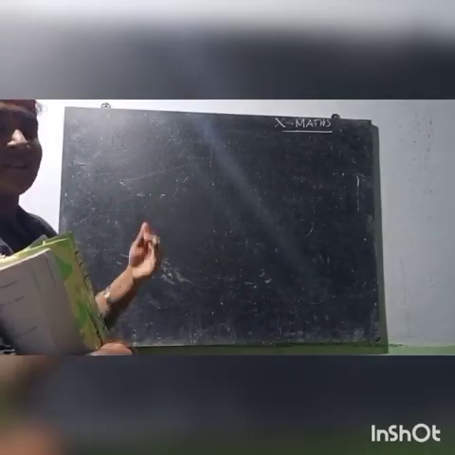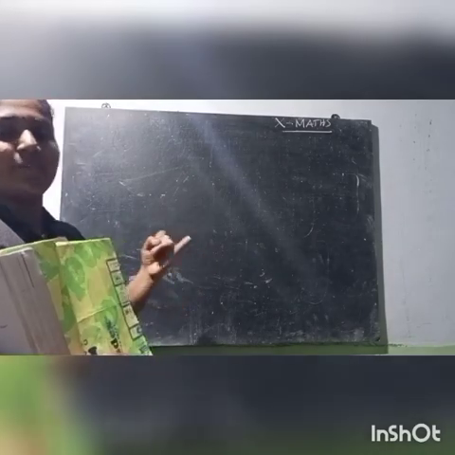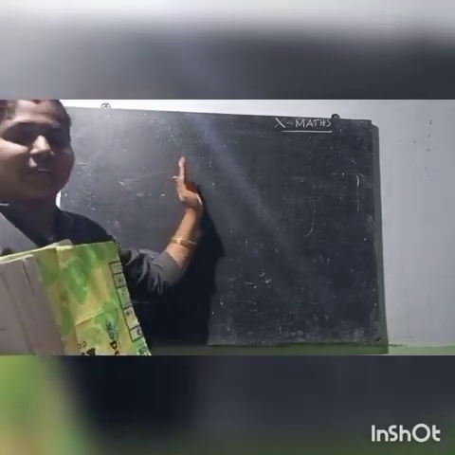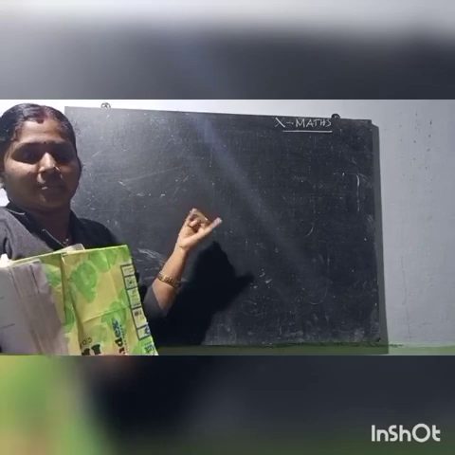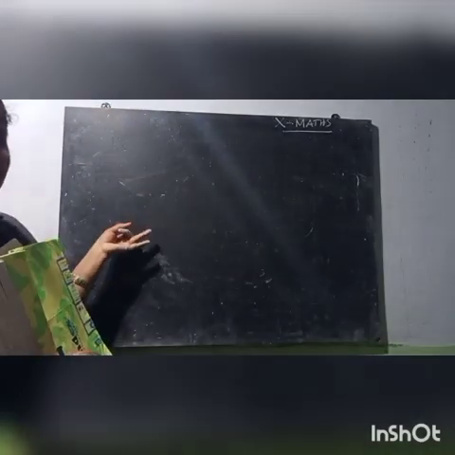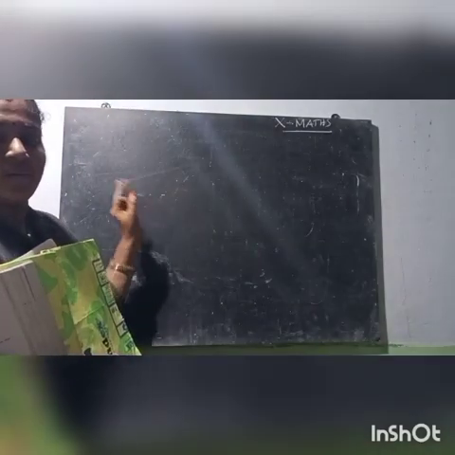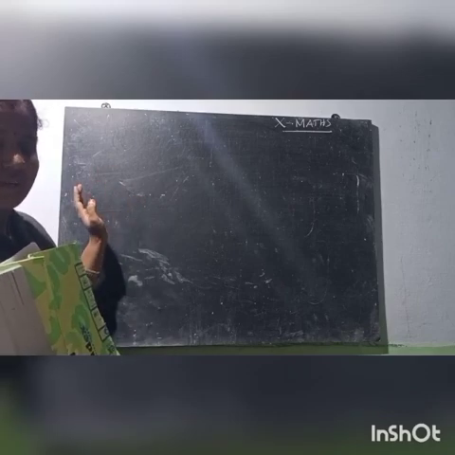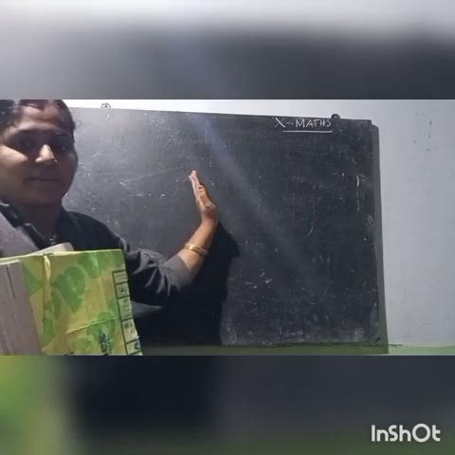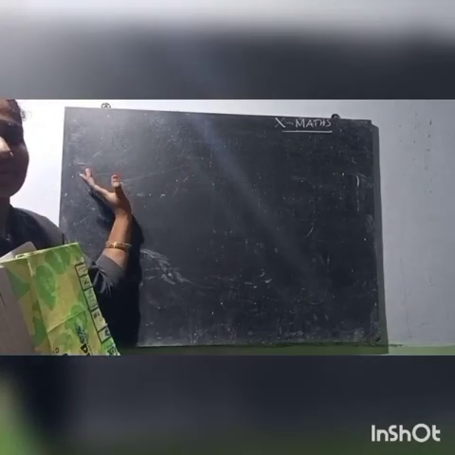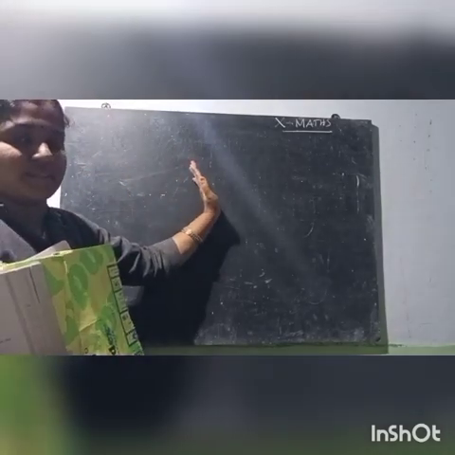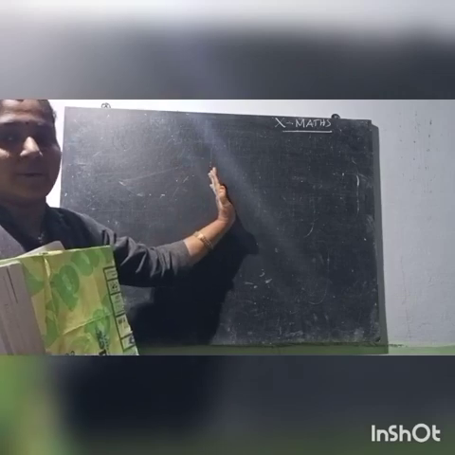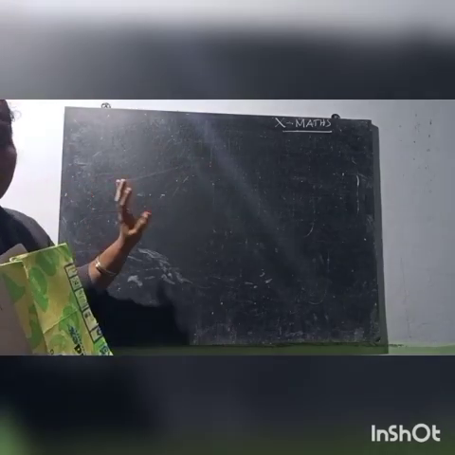Let me recall once. First type, row matrix. A row matrix contains only one row and many columns. Then second one, column matrix. In a column matrix, there is one column and many rows. Then square matrix. In a square matrix, the order should be the same. Number of rows should be equal to number of columns. That is called a square matrix.